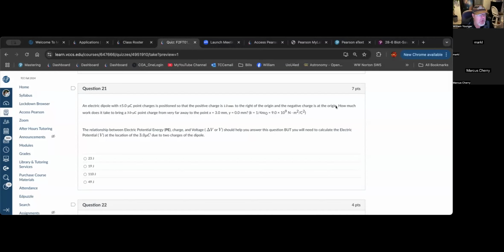And how much work does it take to bring the 3 microcoulomb charge from a point very far away to the point x equals 3 millimeters? So we want 3 millimeters, I'm going to put that right there, and y equals 0 millimeters. So it's literally this point right here, which I didn't draw to scale, but that's okay. That's the point P. We want to bring a 3 microcoulomb charge.